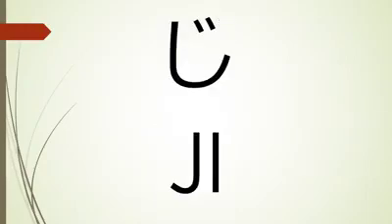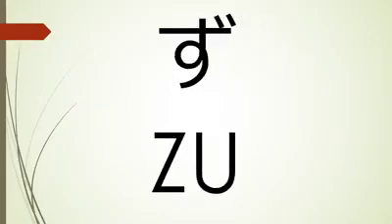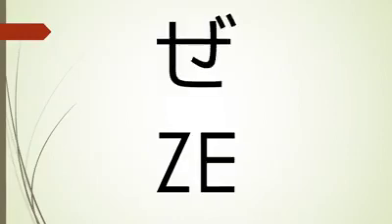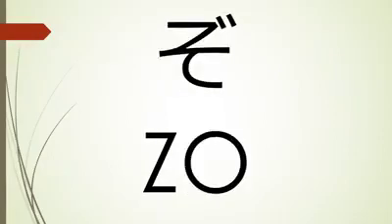Next is ji, ji. Zu, zu. Ze, ze. And our last Z hiragana is zo, zo.